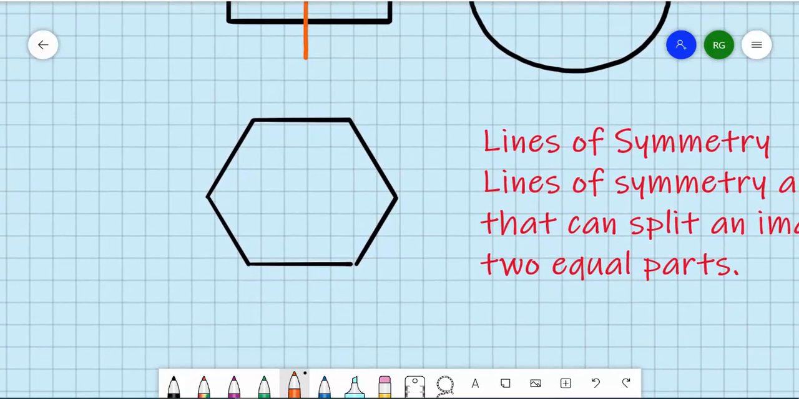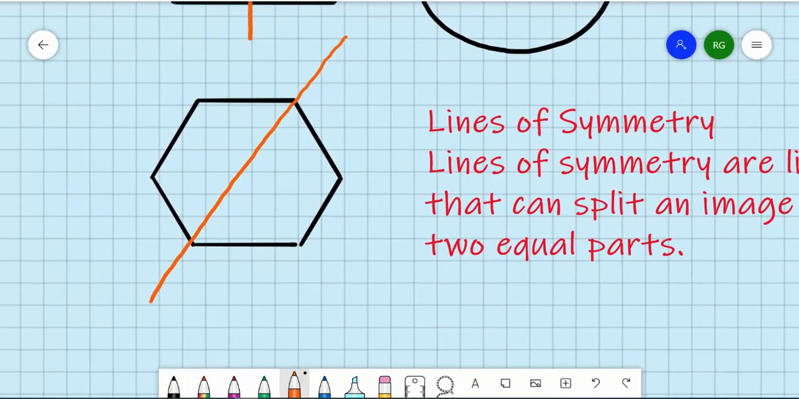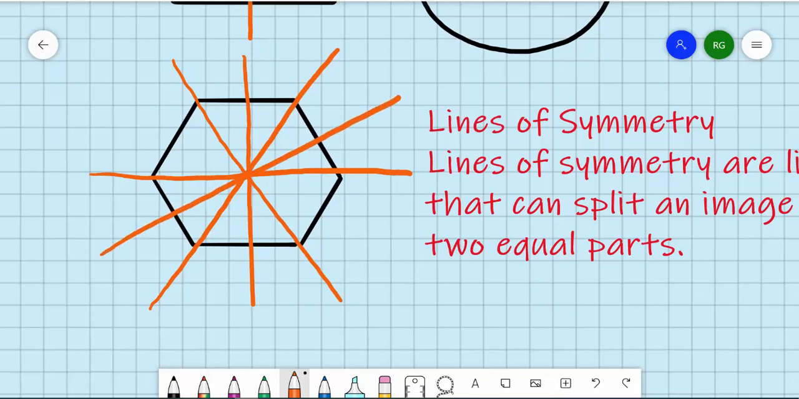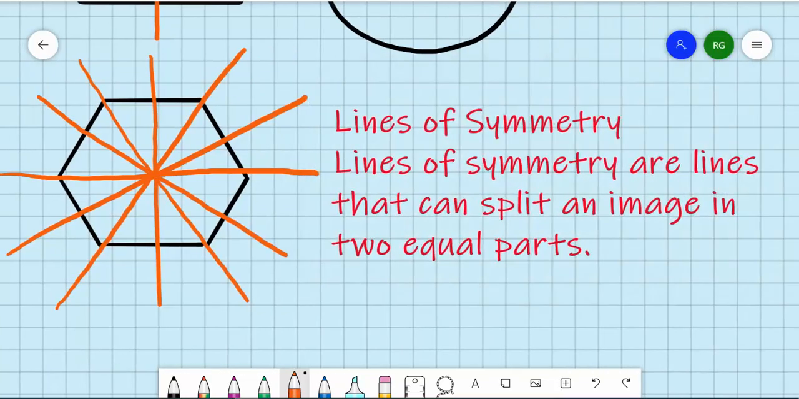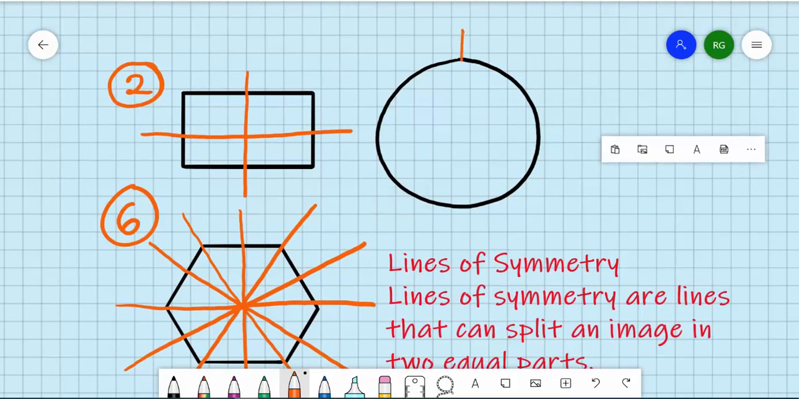With the hexagon, there are a few. We can have one that runs straight down the middle, one that runs that way, one that runs that way. We can even have one that runs down through there. Now, I know my hexagon drawing skills aren't exactly perfect, but if it was a regular hexagon, you would be able to see that they are all mirror lines. So there's 3 mirror lines like that, and 3 mirror lines like that. So in total, we have 6 for the hexagon.